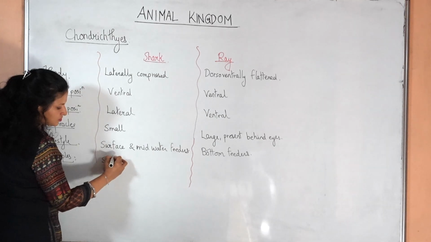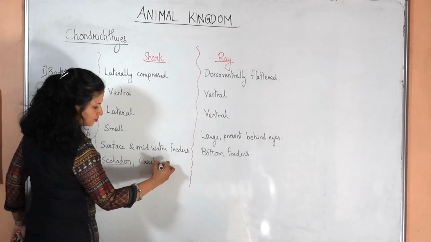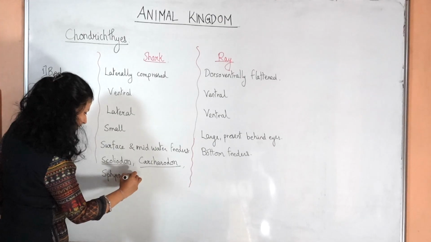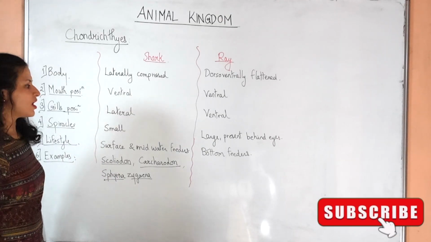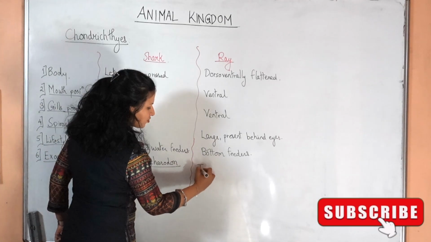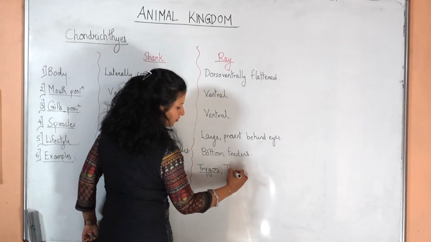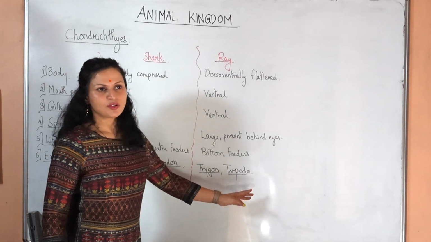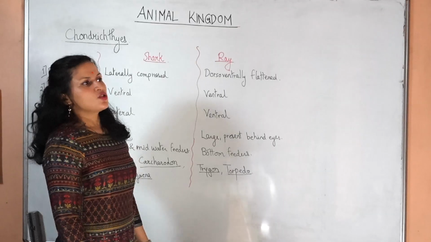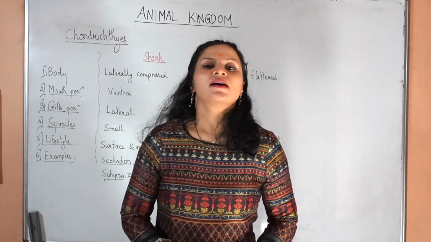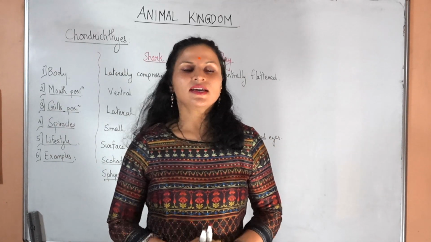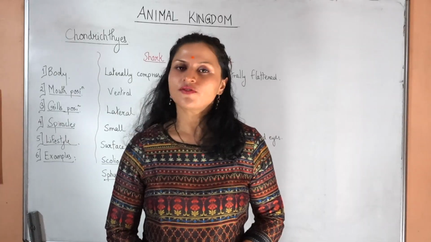Examples. There is Scoliodon, Carcharodon, Sphyrna zygaena. These are the examples of the sharks, and for rays, Trygon and Torpedo, stingray and electric ray. Important examples of the rays. So with that, we have completed the examples of Chondrichthyes. In the next class, we will do the examples of Osteichthyes.